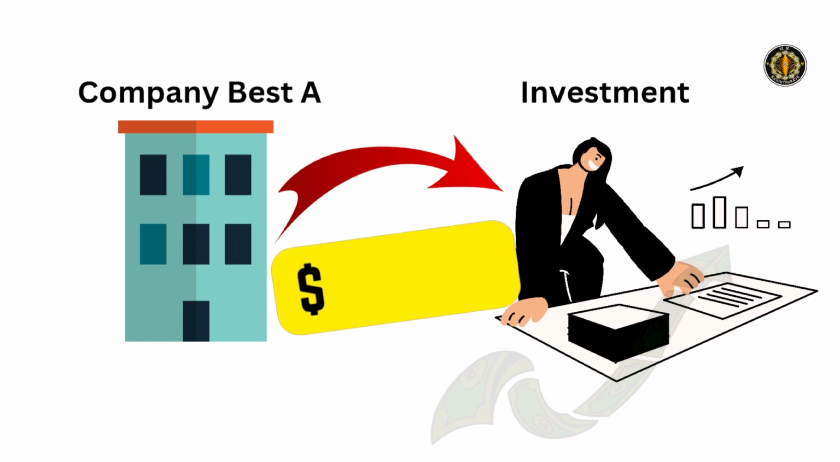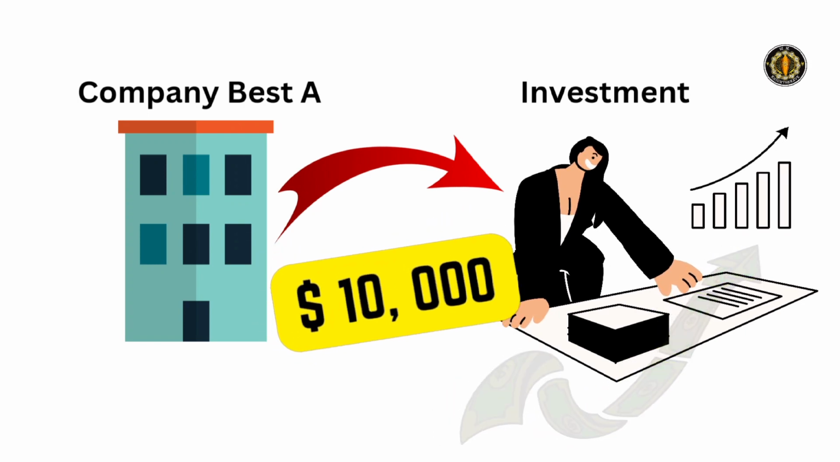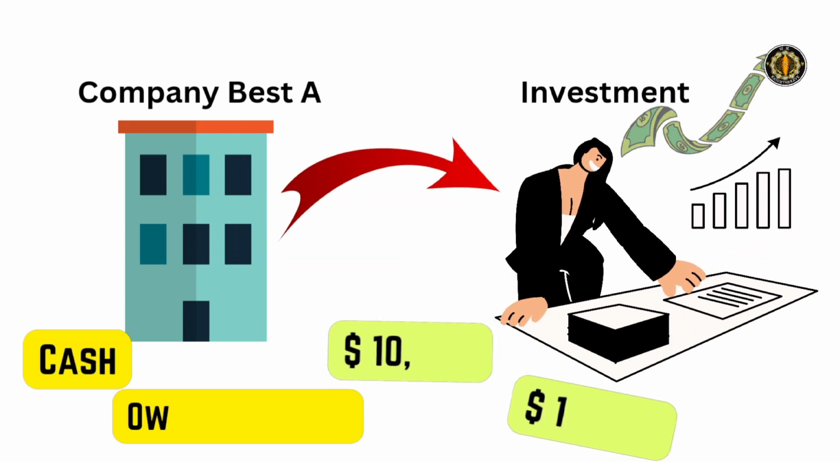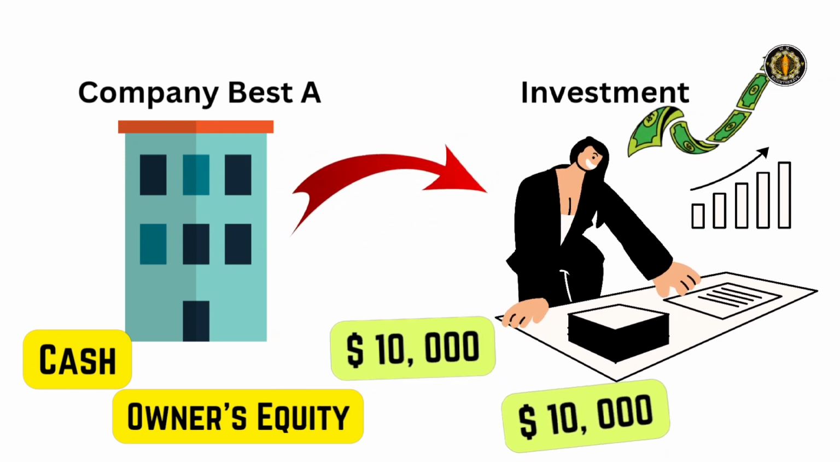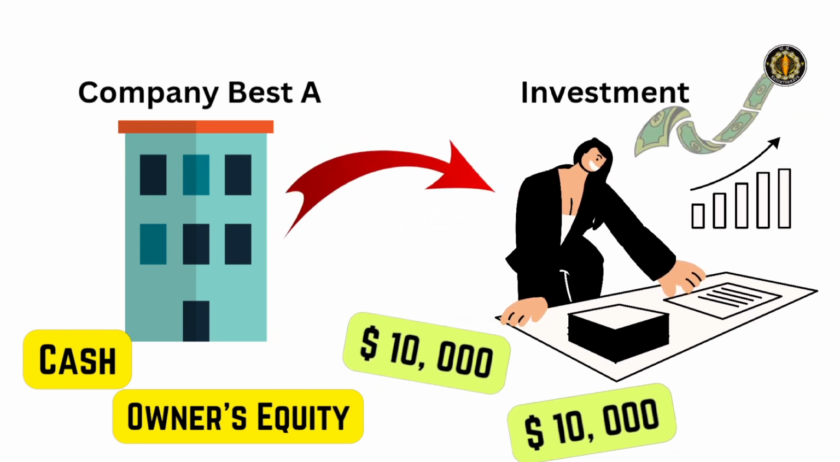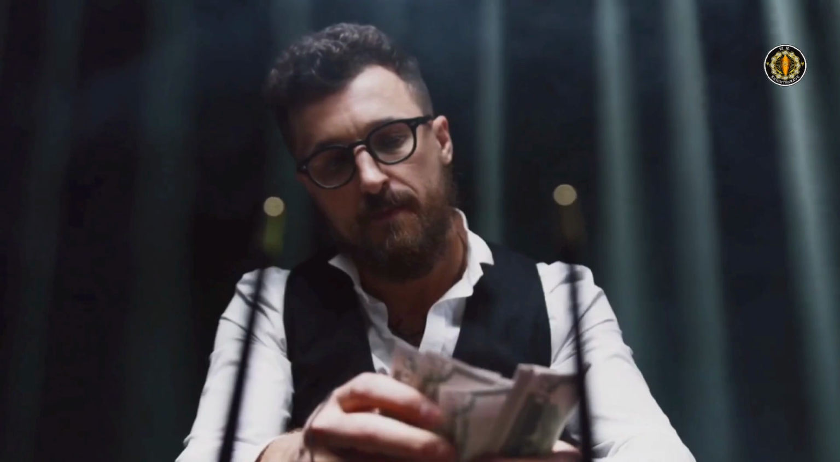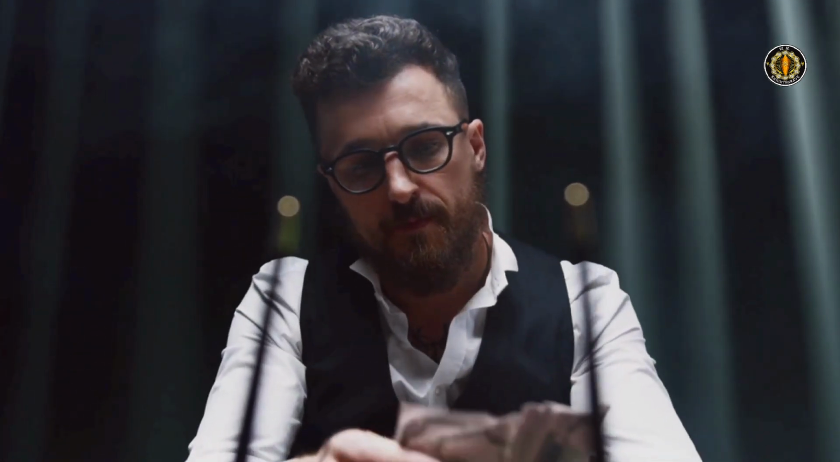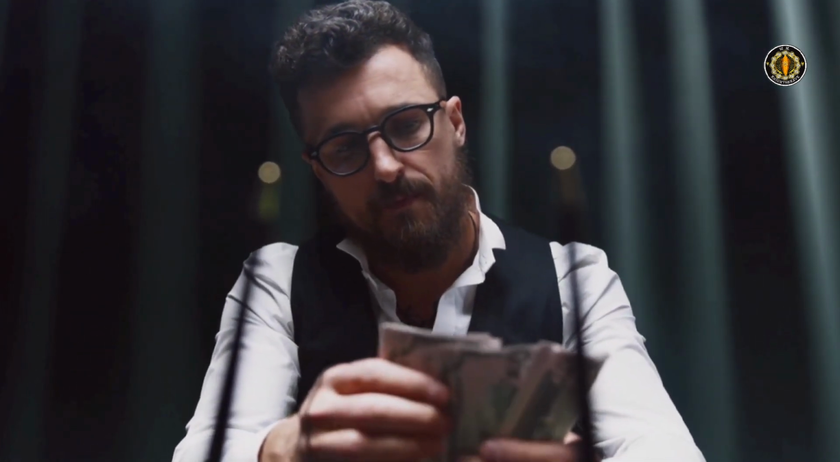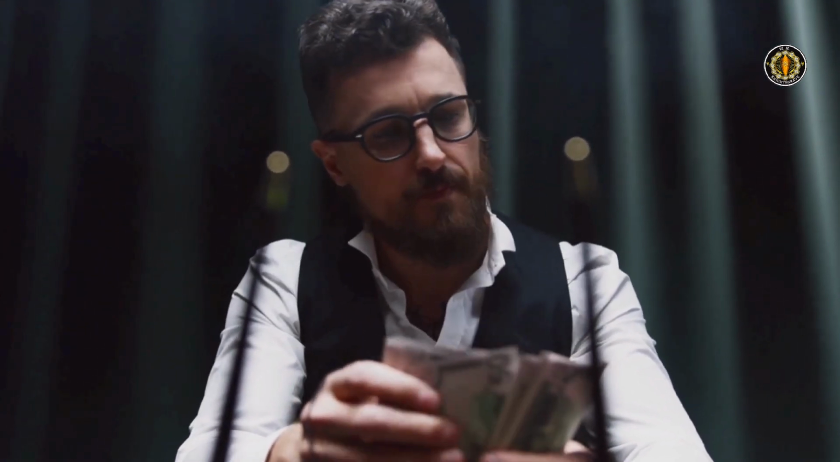Example. If a business invests $10,000 of cash into the business, you debit cash $10,000, increasing the asset. Then, credit owner's equity $10,000, increasing the equity. Understanding debit and credit is crucial for accurate bookkeeping, ensuring financial statements are accurate, and to comply with accounting principles.